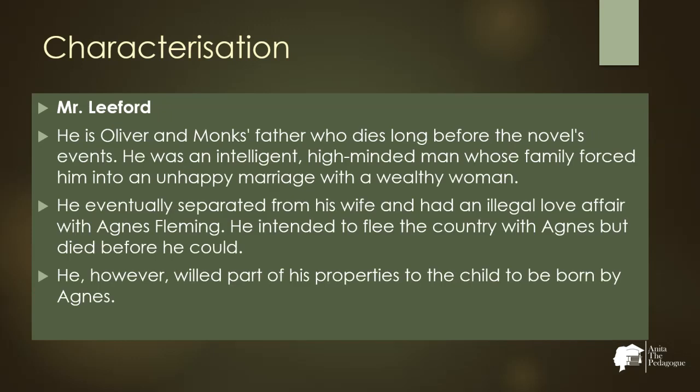Mr. Leeford. He is Oliver and Monk's father who dies long before the novel's events. He was an intelligent, high-minded man whose family forced him into an unhappy marriage with a wealthy woman. He eventually separated from his wife and had an illegal love affair with Agnes Fleming. He intended to flee the country with Agnes, but died before he could. He, however, willed part of his properties to the child to be born by Agnes.